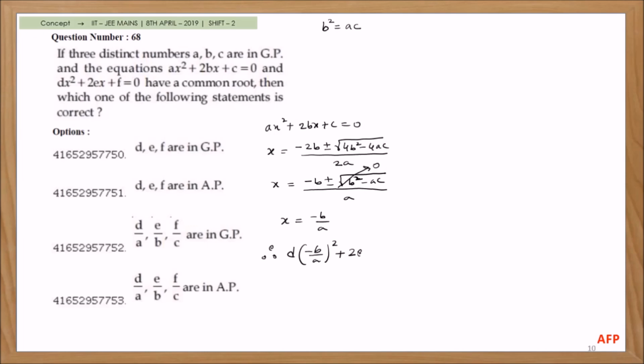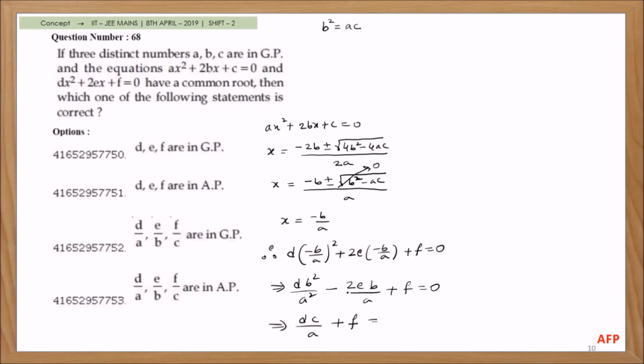2e times (minus b by a) plus f is equal to 0. So this is nothing but d b square by a square, plus it is minus 2eb by a plus f is equal to 0. So what we have is b square is equal to ac.